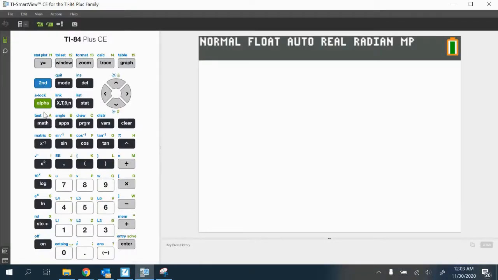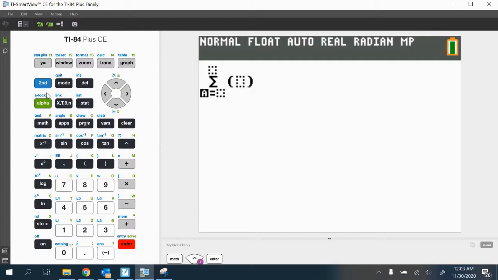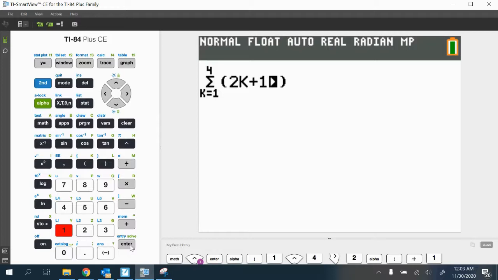So what I would do is hit the math button. I'd go to summation. And then you can use whatever letter you want. I'm going to use k because that's what we tend to do. So k equals 1 to 4 of 2k plus 1 gives me 24. That's good. That means that I actually did it right.